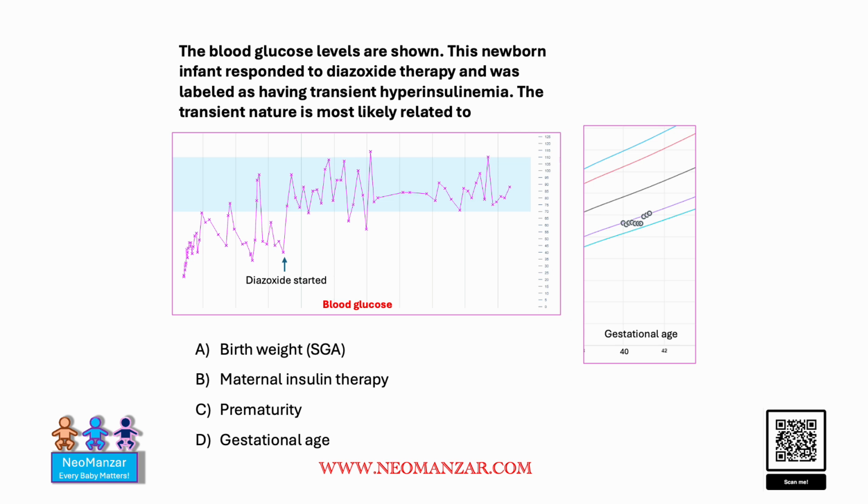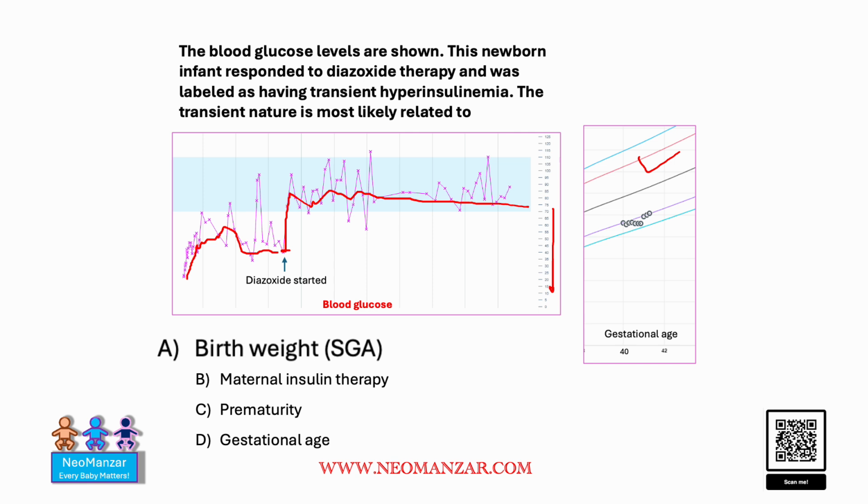So here you see these are the levels of glucose, and you see that the patient started with real hypoglycemia, which is persistent, and then at this point the diazoxide was started, and after that the glucose remains in the normal range. Right? So what do you guys think is the correct choice here? And the other information given is the growth chart. So the correct choice here is that the patient was small for gestational age.